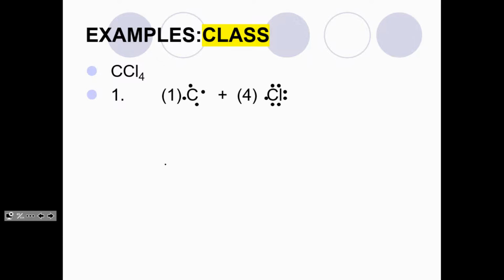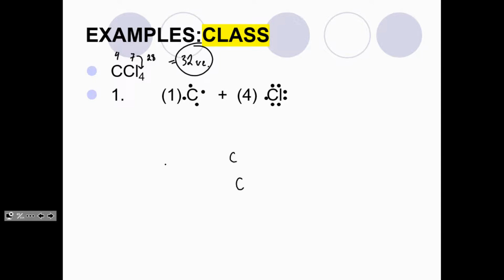Okay, next one, CCl4. Go ahead and pause the video. See if you can draw it out, and then I will show you the answer after you resume. Okay, let's go through it. Carbon is 4 valence, chlorine is 7, and I have 4 of them, which makes for 28. 7 times 4 is 28. So total I have 32 valence electrons to work with.